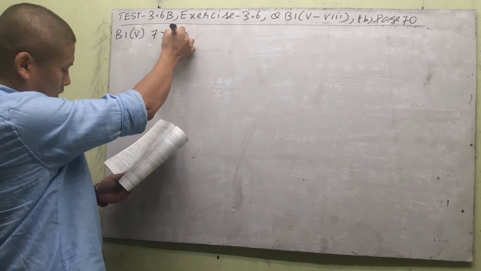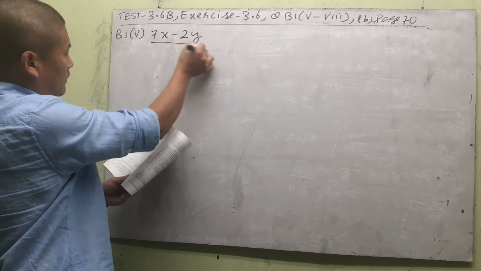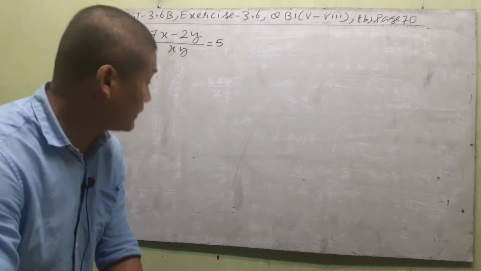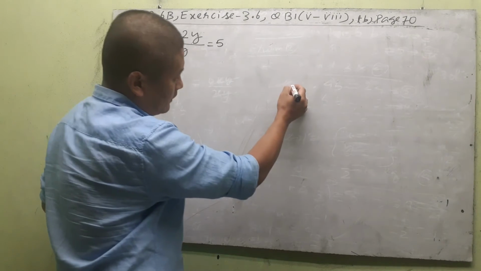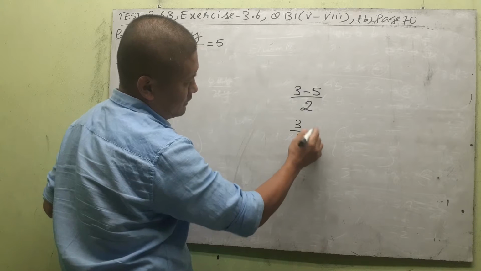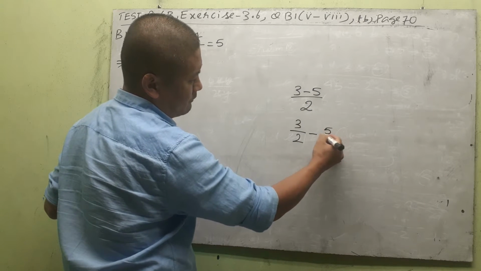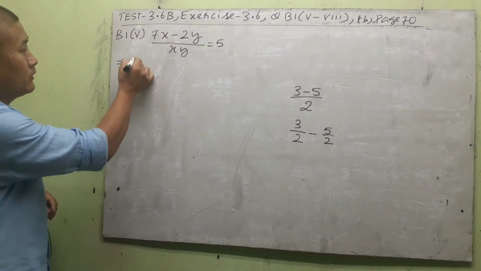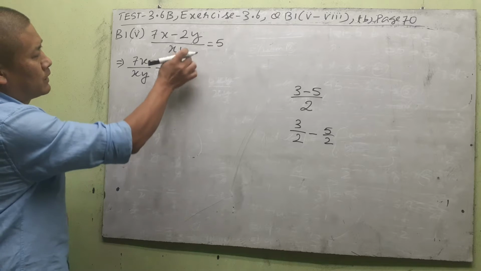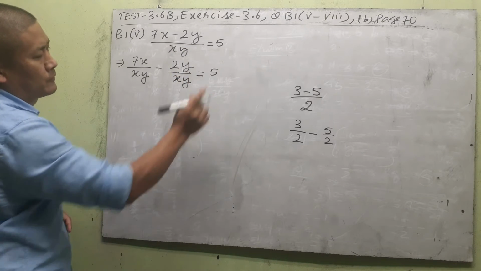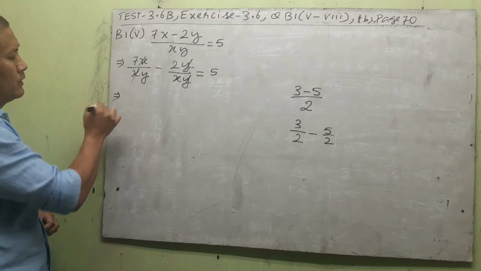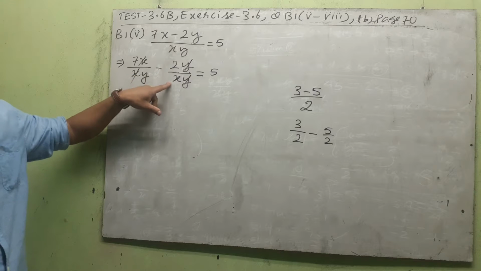First equation given to us, 7x minus 2y by xy is equal to 5. So let us deal with this first here, and then we know that if we have something like this, 3 minus 5 by 2, we can break up and separate them like 3 by 2, then minus 5 by 2 separately. Let's do that here. 7x by xy minus, next term on the numerator, 2y by the same denominator, is equal to 5. Why we did that was because we wanted to simplify here, x and x cancel, and y. Then we get here 7 by y minus 2 by x.